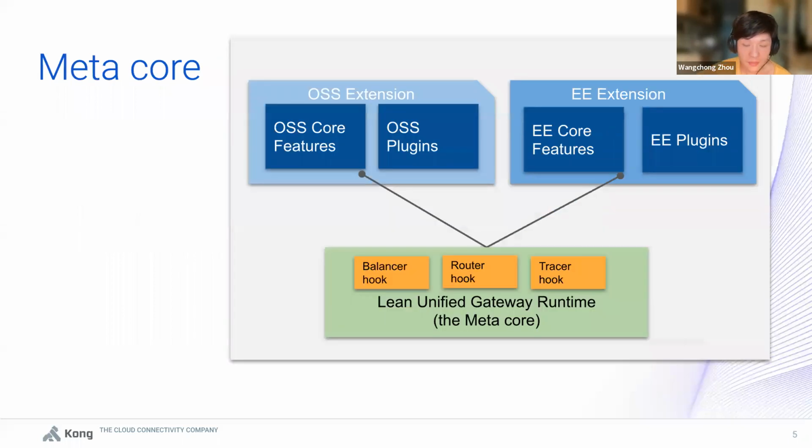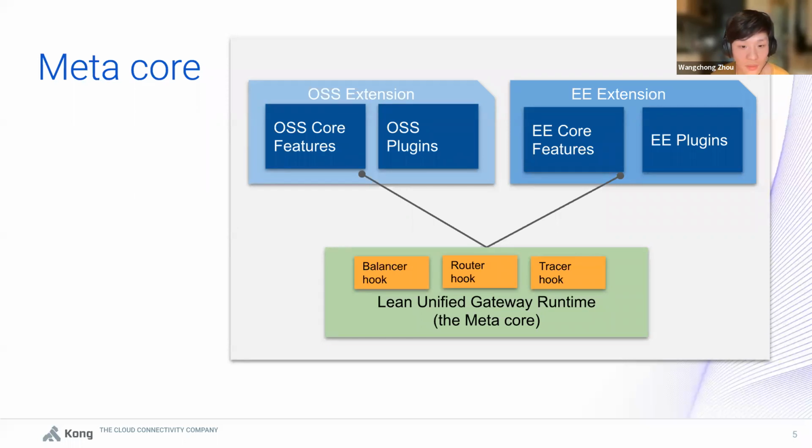Next slide, please. So what I'm trying to do after 3.0 is to introduce something we call a meta core. As the graph shows here, the meta core is just a very lean and unified runtime. You will have a balancer hook, for example, and a router, also a tracer. It will implement the predefined hooks inside the code space, and either the open source version or the enterprise version will just become an extension to the meta core, and all the features like plugins and even the core features are implemented as extensions.